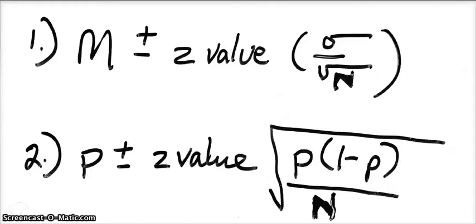Let's talk about how to calculate the margin of error and determine the confidence interval. On the screen are two formulas. The first one is the sample mean, and we're going to both add and subtract the z-value, and I'll talk more about that, times the population standard deviation divided by the square root of n, and n is your sample size. The second formula is p. Again, I'm going to add and subtract the z-value times the square root of p times 1 minus p divided by n. Which formula you use depends upon the information that you're given in the problem.